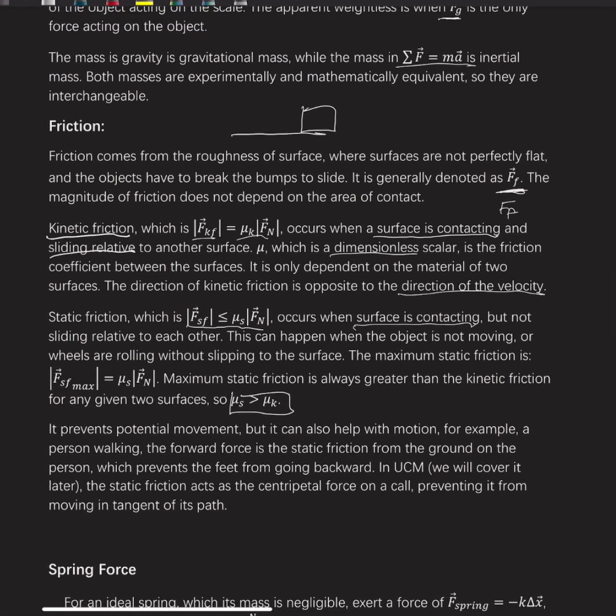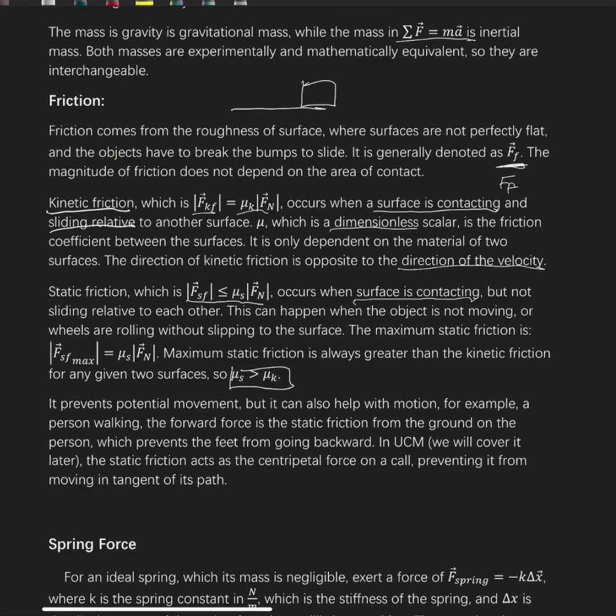It prevents potential movement, but it also helps with motion. For example, for a person walking, the forward force is the static friction from the ground on the person, which prevents the feet from going backward. In UCM, which we'll cover in this video, the static friction acts as the centripetal force, and it prevents the object from moving tangent to its path, so it can continue moving toward the center of the circle and move in a circular motion.